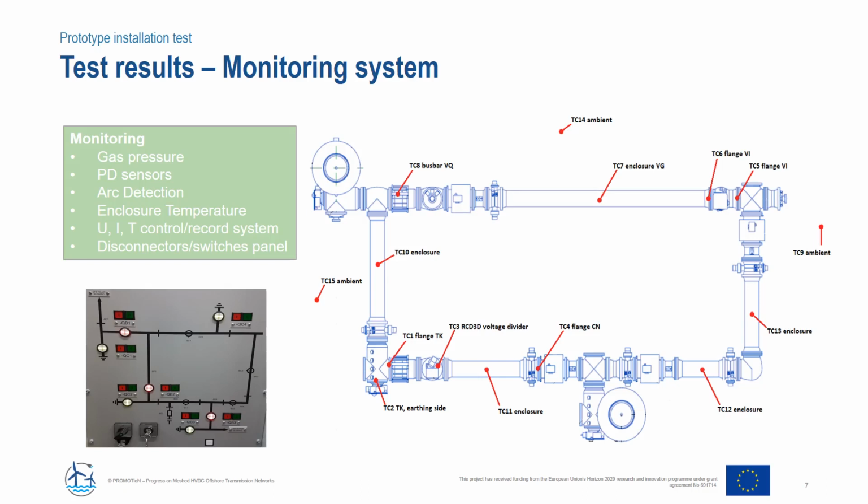So there are thermocouples just placed in the ambient, in the neighborhood of the GIS, to see the differences between the enclosure temperature and the ambient. There are disconnector and switch or earthing switch panels to show, of course, if they are in a closed or open position. The measurements of voltage, current and temperature have been recorded, and this is available, and you will see that in the test results later.